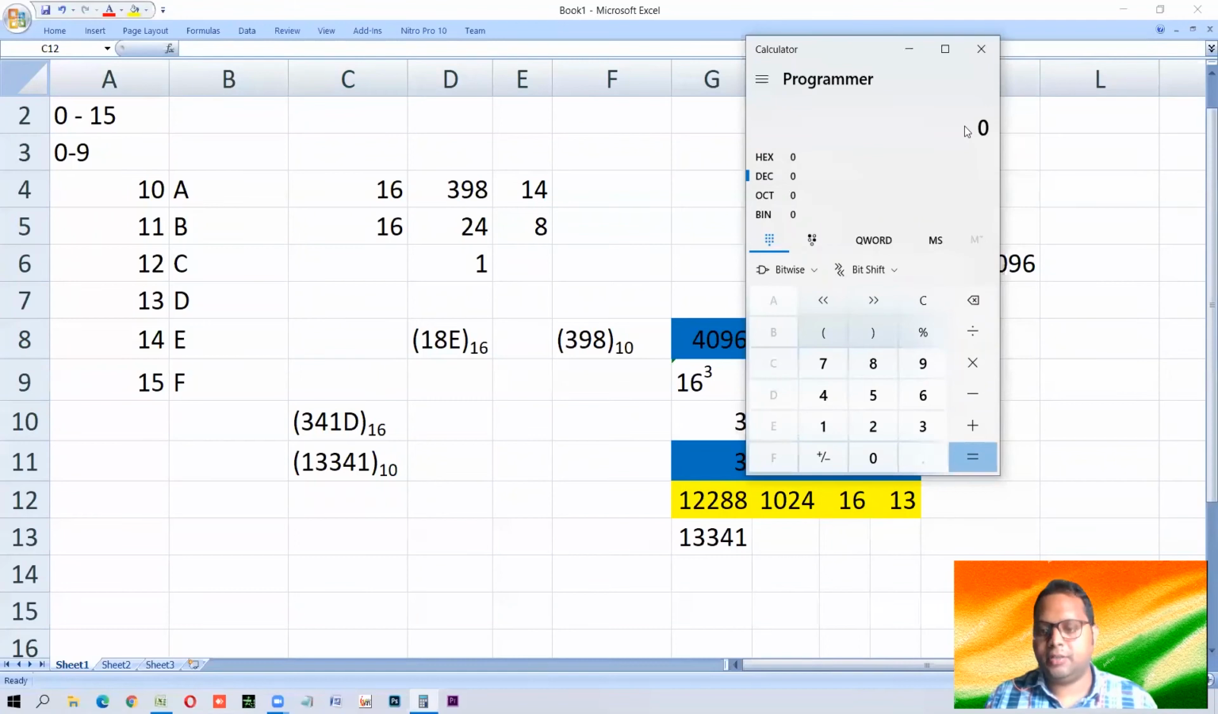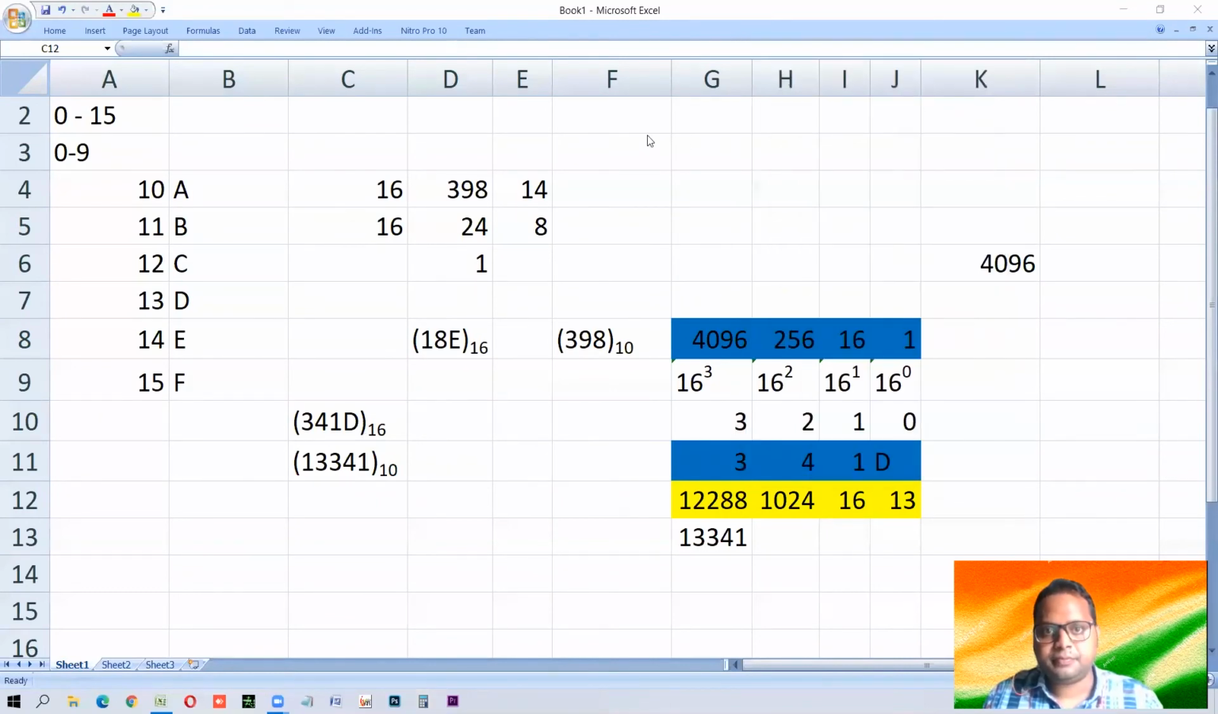In decimal, just write 13341. Look, 13,341 is written as 341D in hexadecimal. Look at this calculator, hexadecimal 341D, and we have also got 341D. So dear students, up to here we have understood how we can convert a given hexadecimal number back to decimal.